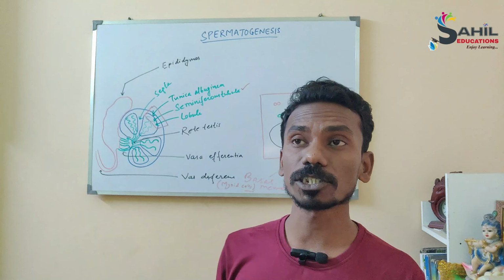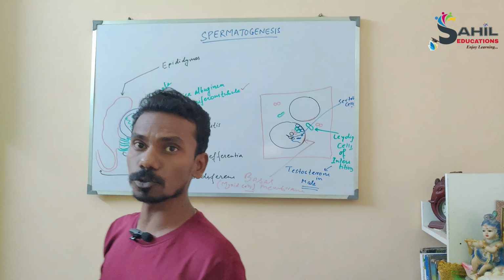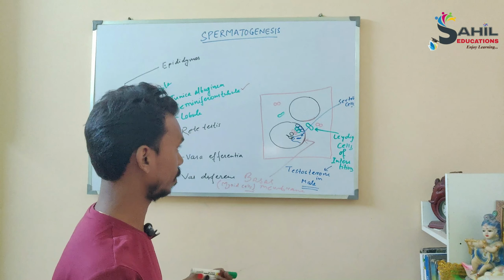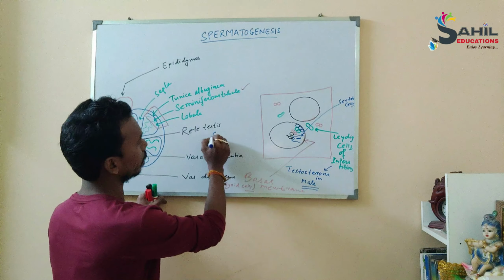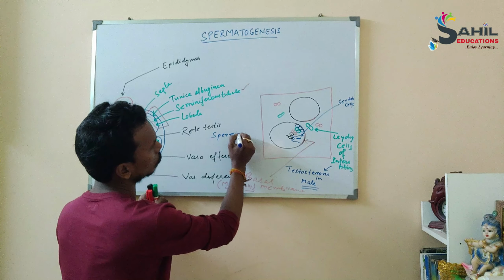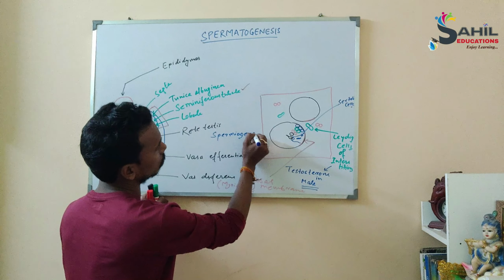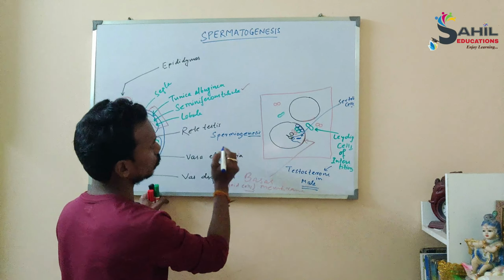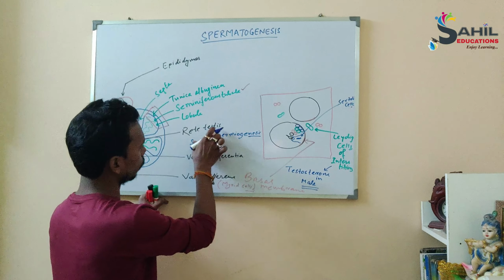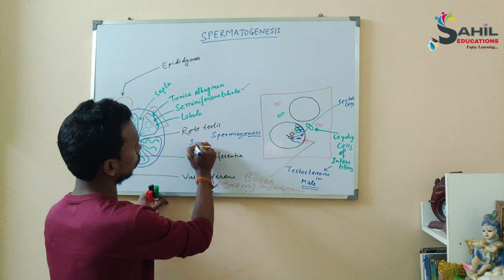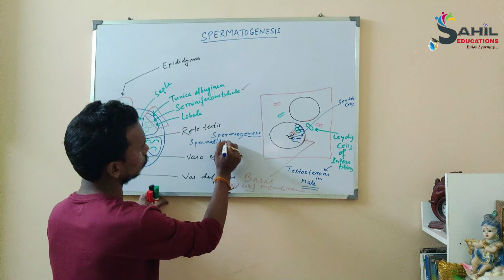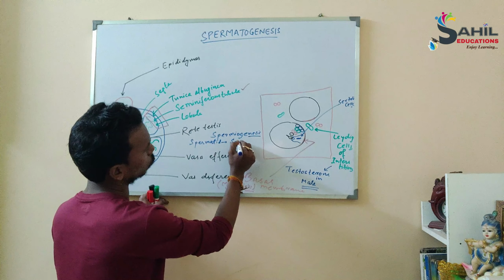And the conversion or maturation of spermatozoa from the round spermatid is known as spermiogenesis. Remember this, you may get some question in your NEET exam on this topic, spermiogenesis. So spermiogenesis is maturation of spermatid into spermatozoa.